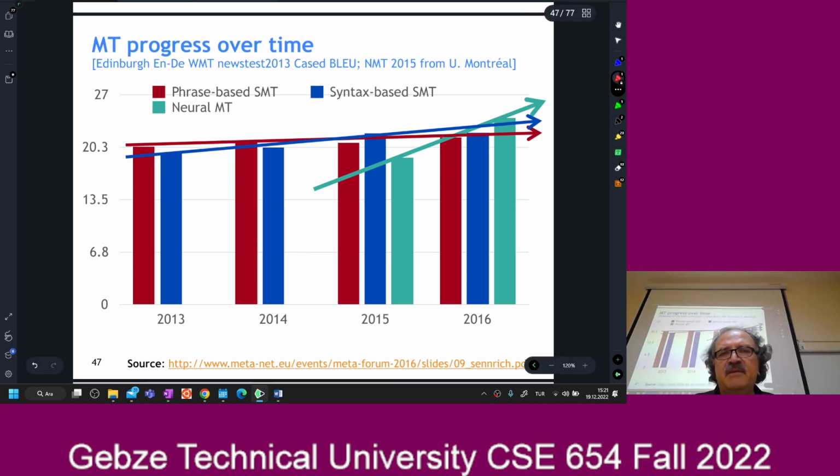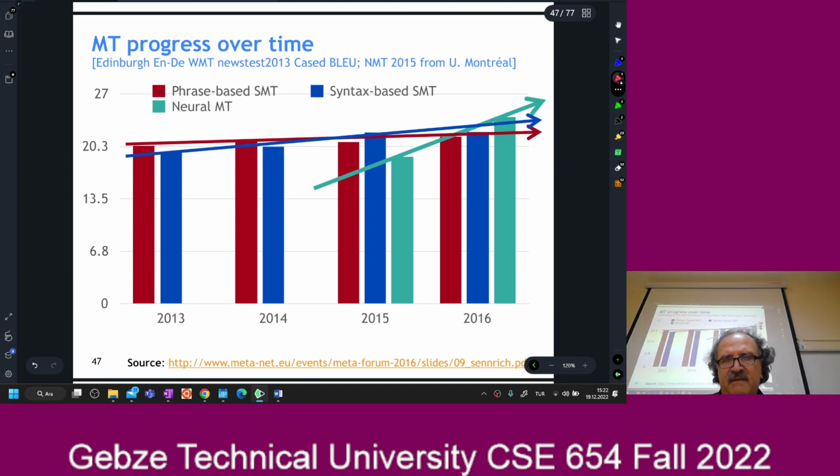Phrase-based statistical machine translation and syntax-based statistical machine translation. And these are the BLEU scores. Of course, the higher the value, the better the machine translation quality. It looks like the phrase-based statistical machine translation is going up, but very, very slowly. And the syntax-based statistical machine translation, the blue arrow is going up, but slowly.